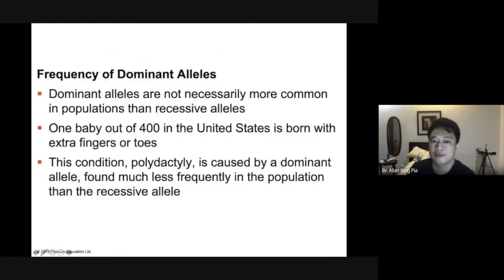Okay, so for the frequency of alleles, the dominant alleles are not necessarily more common. Ito yung sinasabi natin na hindi ibig sabihin na porket dominant yung allele, yun na yung makikita mo sa population mo. Halimbawa, polydactyly. Pero yung pinaka ano na lang natin, sino dito sa inyo yung may mga tinatawag na widow's peak? Alam niyo yon?